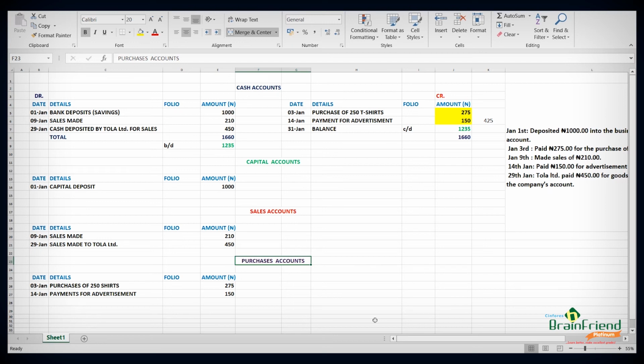I hope, having seen the processes, you can successfully key in transactions into an account and then balance the account, and also categorize the various transactions into their own unique accounts. That will be all for now. Thank you.